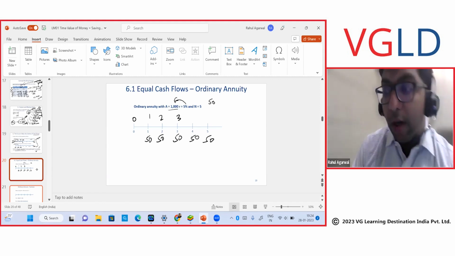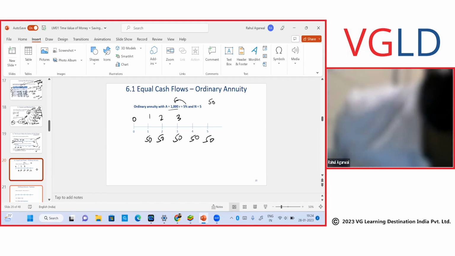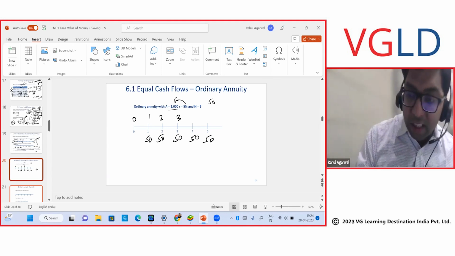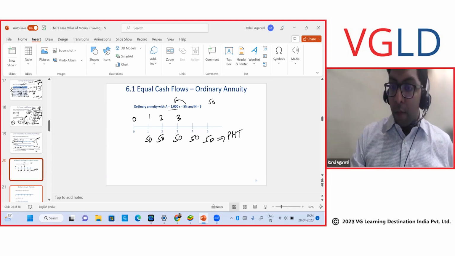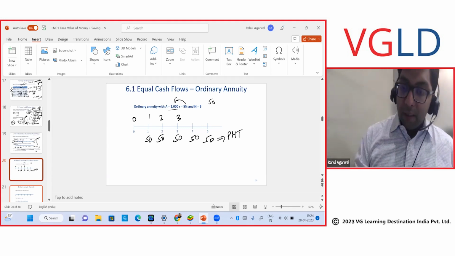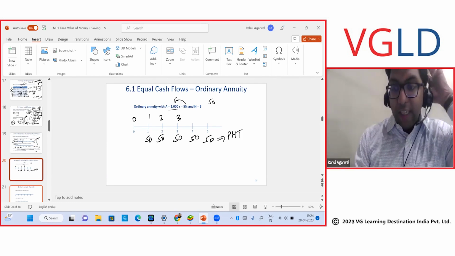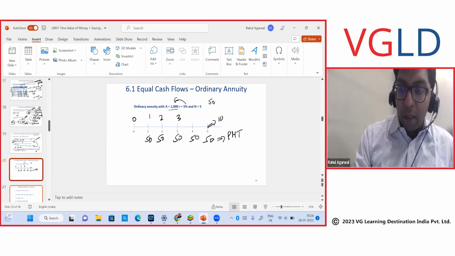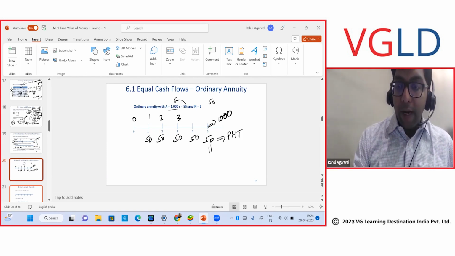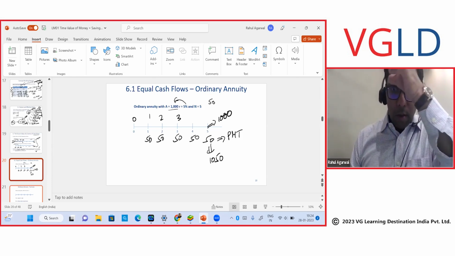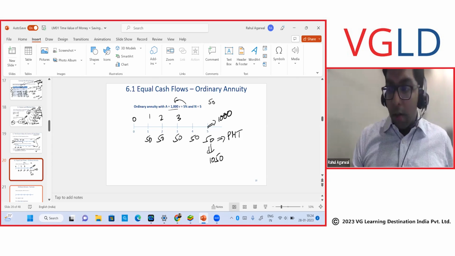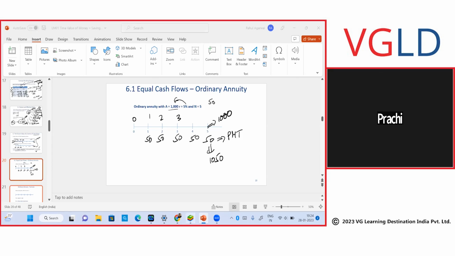For 5 years, you are getting a sequential payment, or a PMT. PMT means periodic payments. So I am getting 50 at the end of each year for the next 5 years, and over here I get back my 1,000 as well. So how much money do I get at the end of 5 years? 1050. Everyone, are you getting this? Yes, sir.